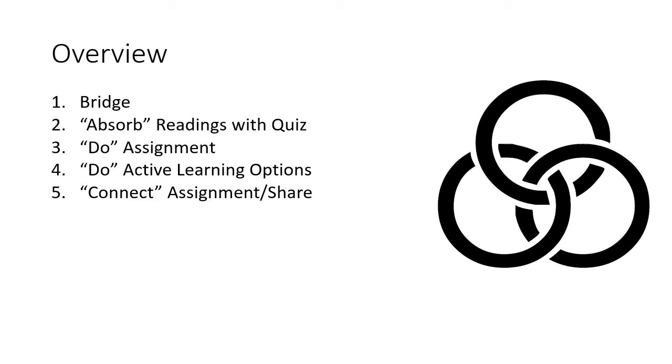Here's an overview of how this instructor is going to do it. First, a bridge activity, an activity that introduces the concepts. Next, an absorb activity set with a reading combined with a learning check style of quiz. Then a do assignment, a do active learning option, and then a connect assignment with a share so that students can communicate about the learning that they've done and connect it to the real world.